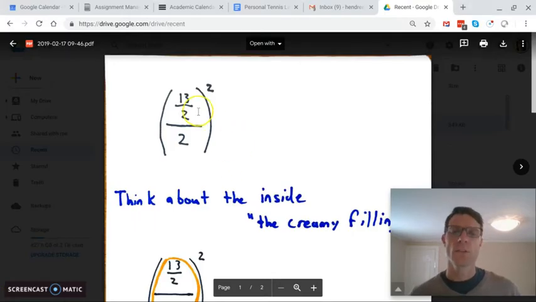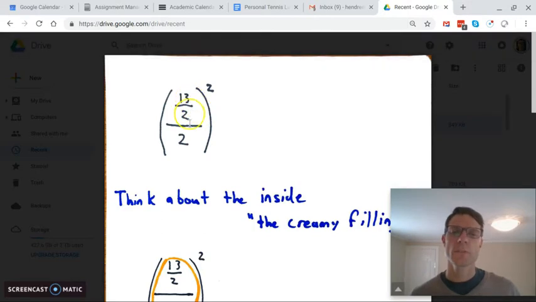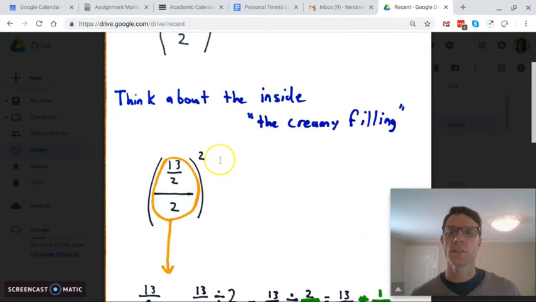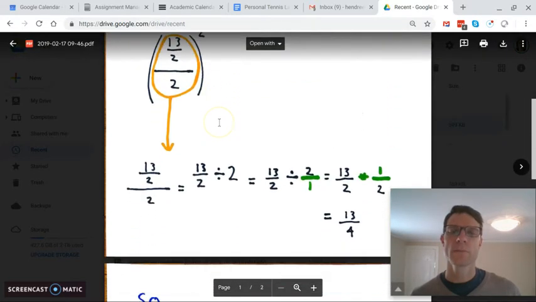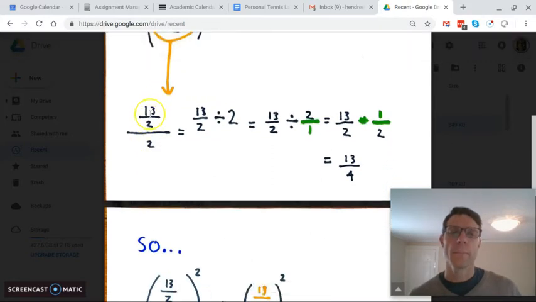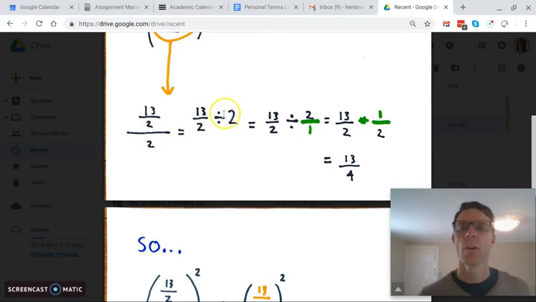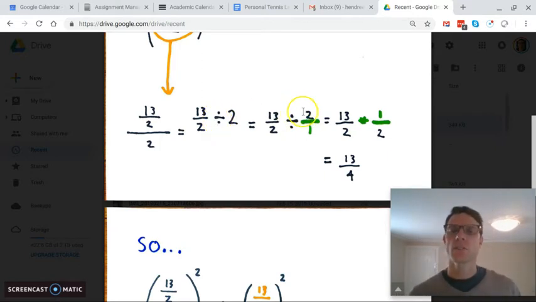Okay, so you've got 13 over 2 divided by 2 all squared. The first thing I do is just concentrate on the inside, that 13 over 2 divided by 2. I write it as 13 divided by 2 divided by 2. So I'm just changing the notation, changing this bar to the division sign. And then any number is just itself over 1, so 2 can really be rewritten as 2 over 1.